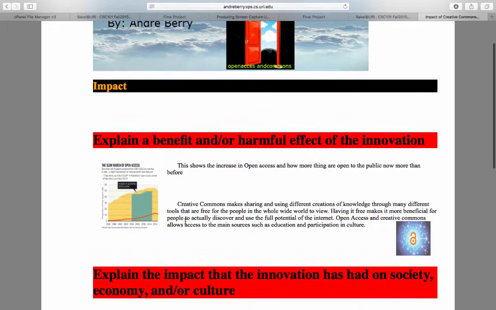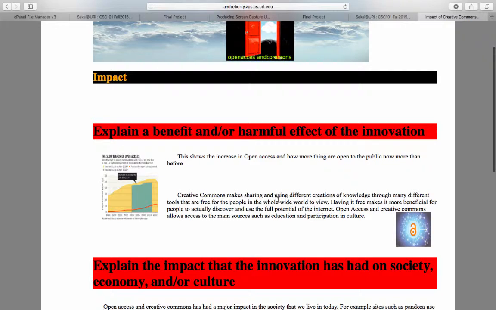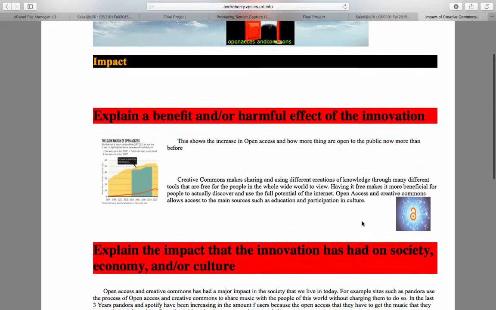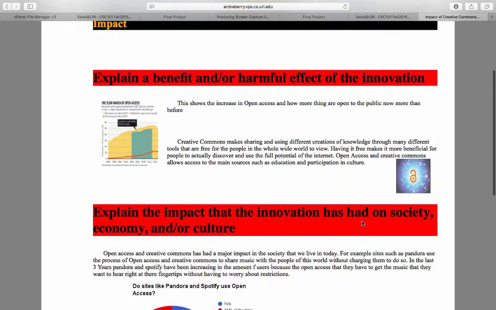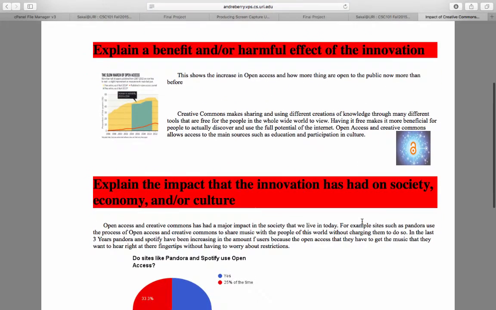Creative Commons makes sharing these different creations of knowledge possible through many different tools that are free for people in the whole world's view. Having it free makes it more beneficial for people to discover and use the full potential of the internet. Open access and Creative Commons allow access to the main sources such as education and participation in culture.